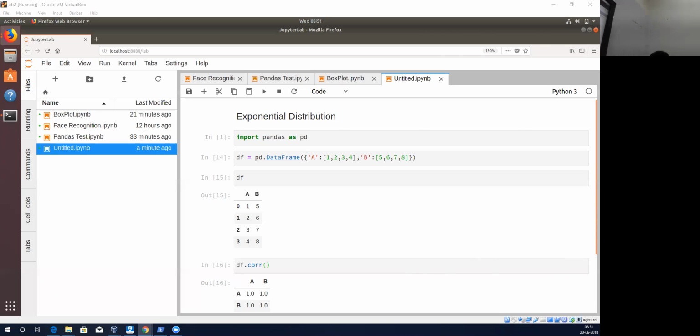Okay, now there is something. Sometimes what happens, right? Sometimes you have data that is not in the same scale.